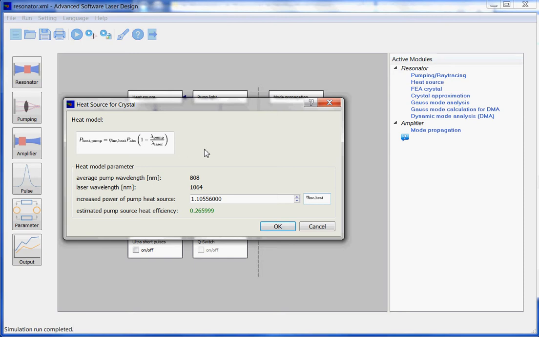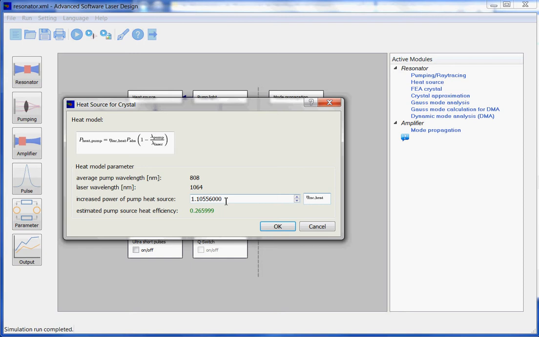By default, it is a relatively simple heat source model which is based on the Stokes shift, and it's mainly using this Stokes shift parameter, which depends on the ratio of the wavelengths of the pump light and the laser light, and an additional factor, since not all the pump light leads spatially to heat and to lasing, and therefore an additional increased power of pump heat source is needed.